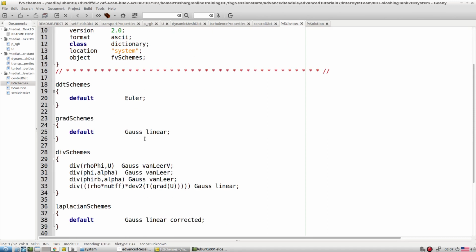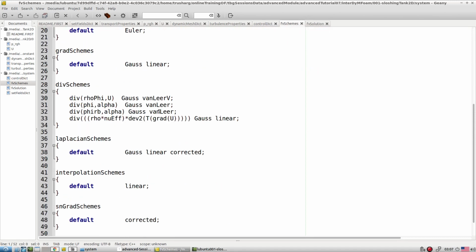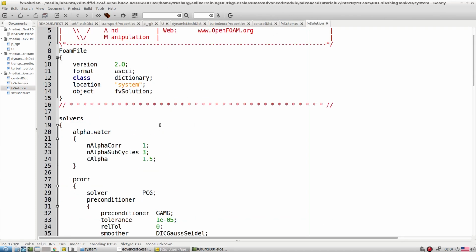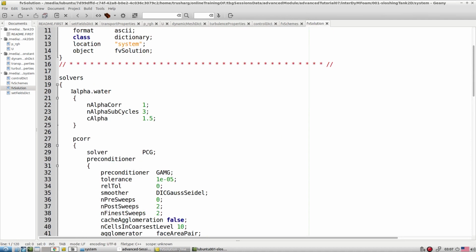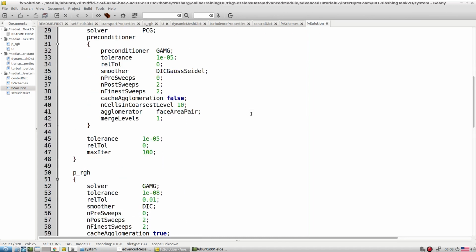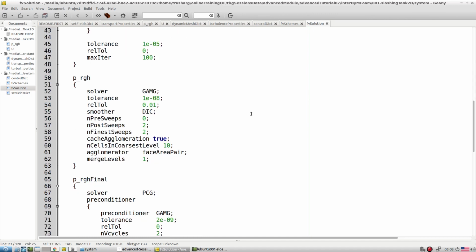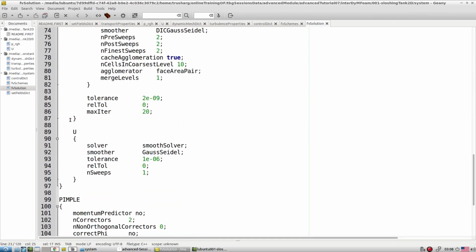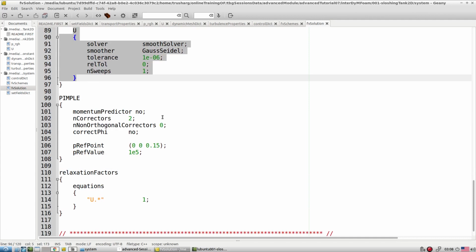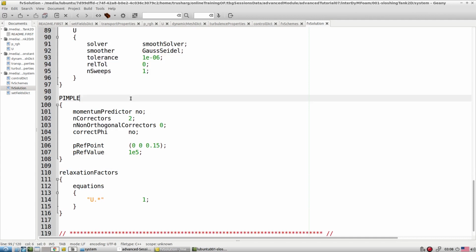Schemes: we are working with the Gauss vanLeer scheme, and otherwise with the central difference schemes. In the solver part, we are now solving for the alpha equation as well, so we require alpha.water, then the nAlphaCycles. For the sub cycles, if you see that alpha is not converging, then you have to increase this value. Then these are the correctors and the pressure part, the pFinal, and then we have a smooth solver for the U equations.